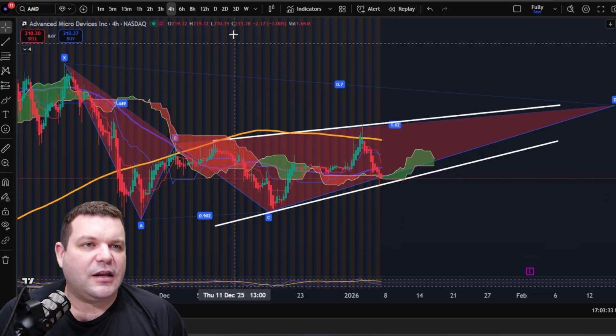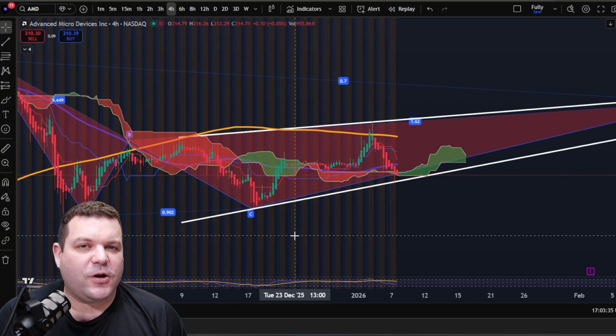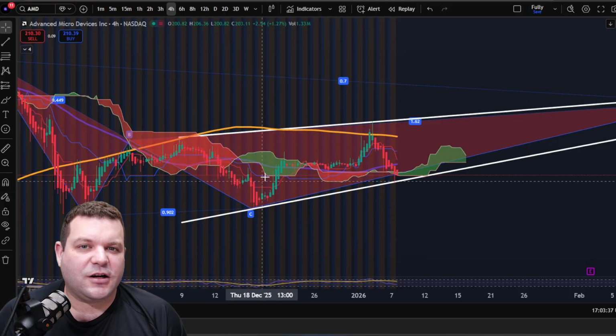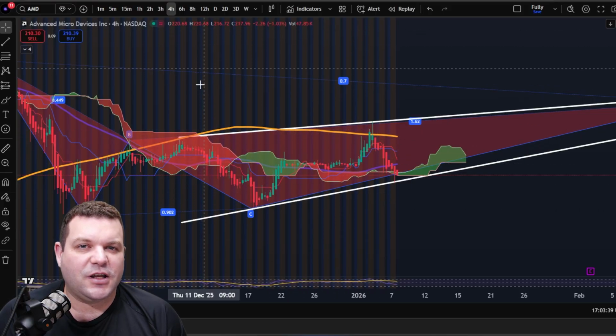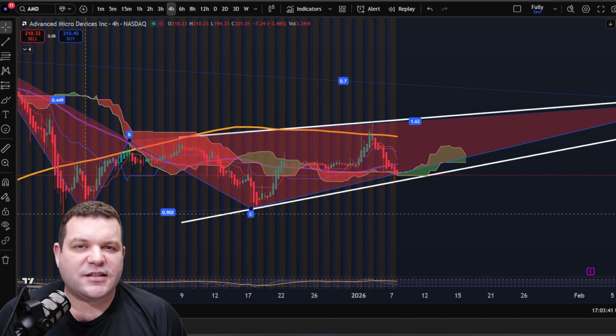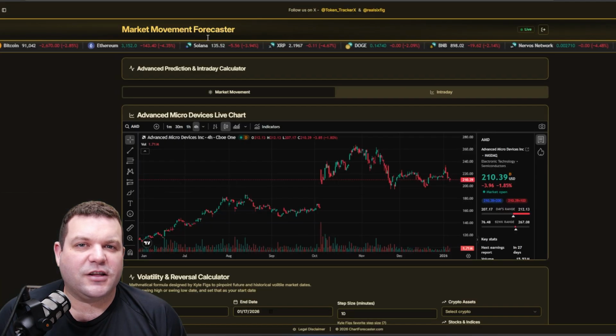Now, from a trader standpoint, there is a lot of money to be made here on these ups and downs over the last month. And there was a very nice swing low at the end of November. It looks like on the 25th.